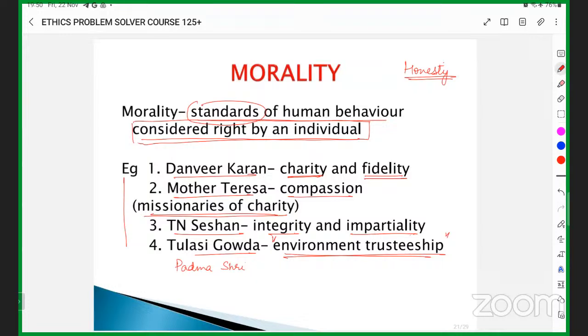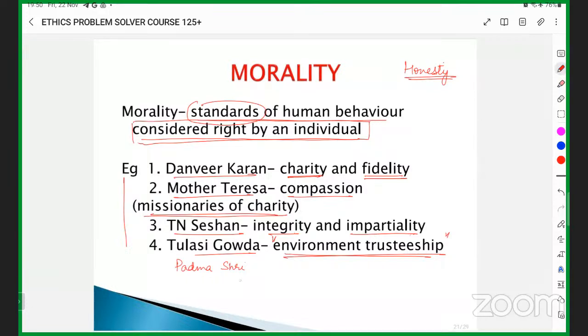The second example is of Mother Teresa. She reflected the value of compassion by starting missionaries of charity for the most downtrodden people of the society. The third example is of T.N. Seshan, the Chief Election Commissioner of India during the early 1990s, and he reflected the values of integrity and impartiality.